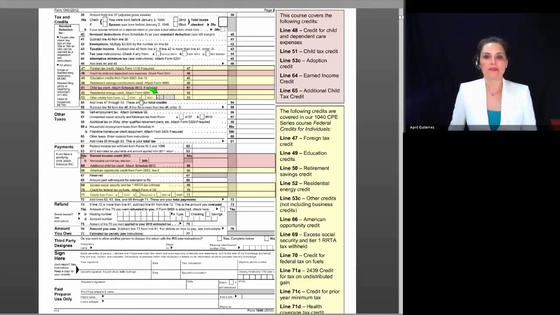Well, that is for the adoption credit. And we will be talking about that today because obviously adoption credits only apply when you adopt a child, well, at least for most people. So that is a topic for today.